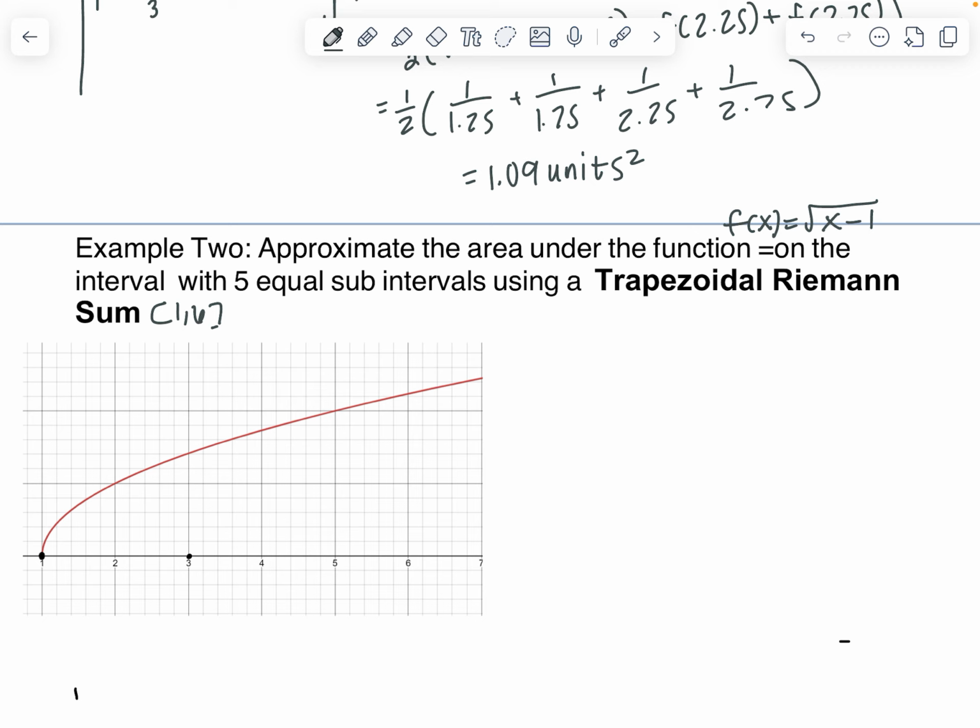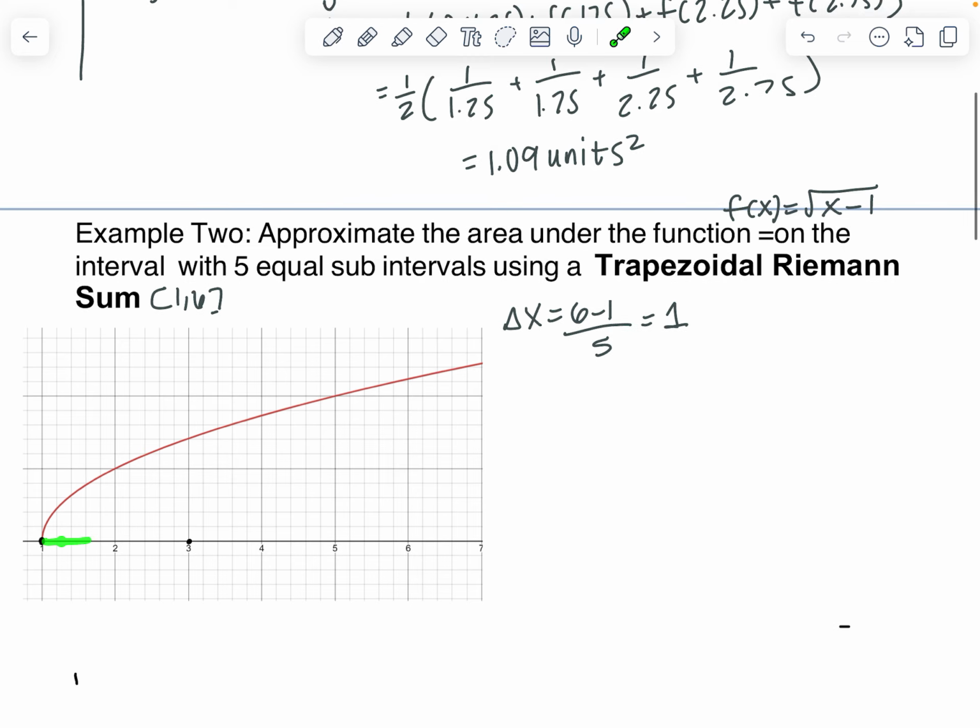So I'm going to start by drawing the pictures, and then we'll talk about the big idea here. For this one, we want 5 equal subintervals from 1 to 6. So this is going to be nice because that means that each subinterval is going to have a width of 1. So that helps us out a lot. So I'm going to go ahead and draw the picture. So I'm basically going to have 1, 2, 3, 4, 5, 6 trapezoids. So I'm just going to make marks where the different trapezoids are going to be here.